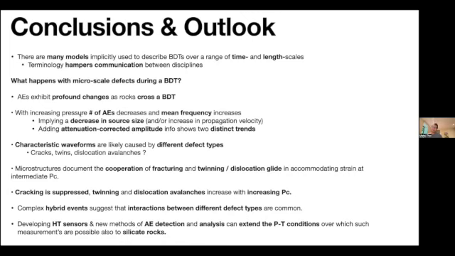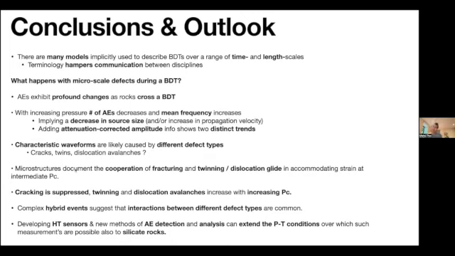With increasing pressure, the number of acoustic emissions decreases and their mean frequency increases, which implies a decrease in source size and an increase in the propagation velocity of the individual defects. If we add this attenuation-corrected amplitude, we also see that the crystal plastic defects and the brittle defects have distinct trends, and the characteristic waveforms are likely caused by different defect types. So we can distinguish what are cracks, what are twins, and potentially what are dislocation avalanches, which allows us to see how their relative activity is changing.